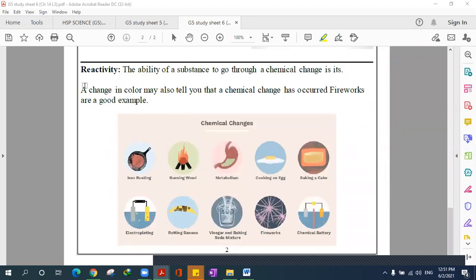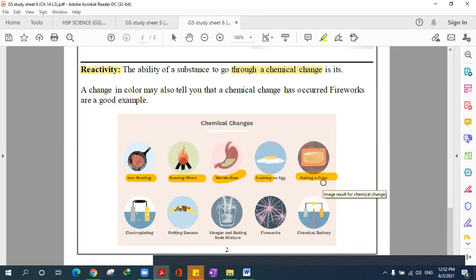Okay, the last word is reactivity. Reactivity means the ability of a substance to go through chemical reaction, or chemical change. A lot of changes can indicate a chemical change. Iron rusting is a chemical change. Burning is a chemical change. Metabolism or digesting food, when the food is digested inside our stomach, this is another chemical change. Cooking is a chemical change. Baking a cake is a chemical change.